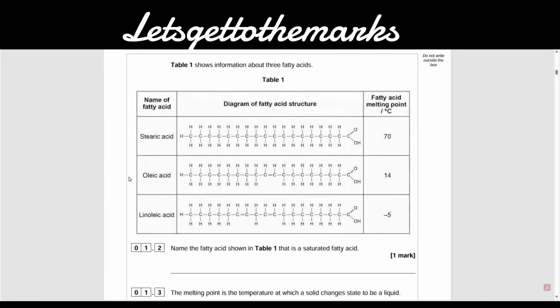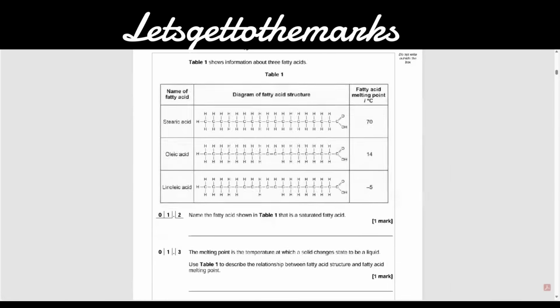Okay, let's move on. Table 1 shows information about 3 fatty acids. Okay, so we've got a little table here, and it's got the diagram of each fatty acid structure, known as the displayed formula, if you're a chemist, name of the fatty acid, we've got stearic, oleic, and linoleic acid. We've got fatty acids melting point, so it goes 70, 14, and -5. So what's going on here?